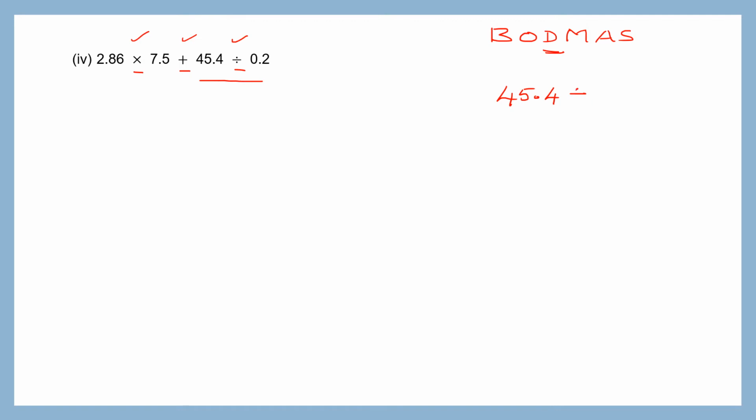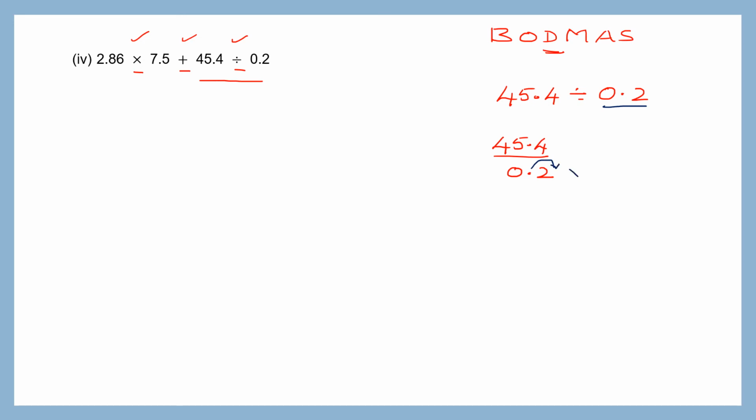45.4 divided by 0.2. Now our divisor, which is 0.2, is a decimal number. Remember the rules again. When your divisor is a decimal number, you need to first change the question to the fraction form. So I'm going to change this to 45.4 divided by 0.2. Now I need to change my denominator to a whole number. 0.2 has to become 2. So if it has to become 2, my point has to move one place to the right.